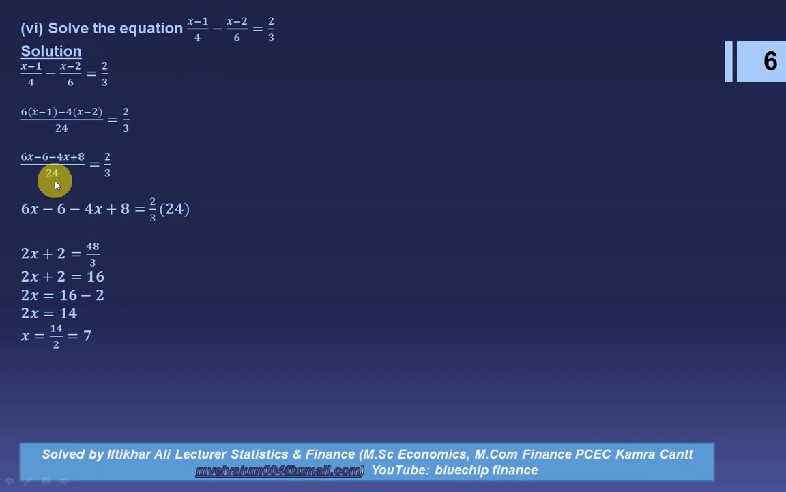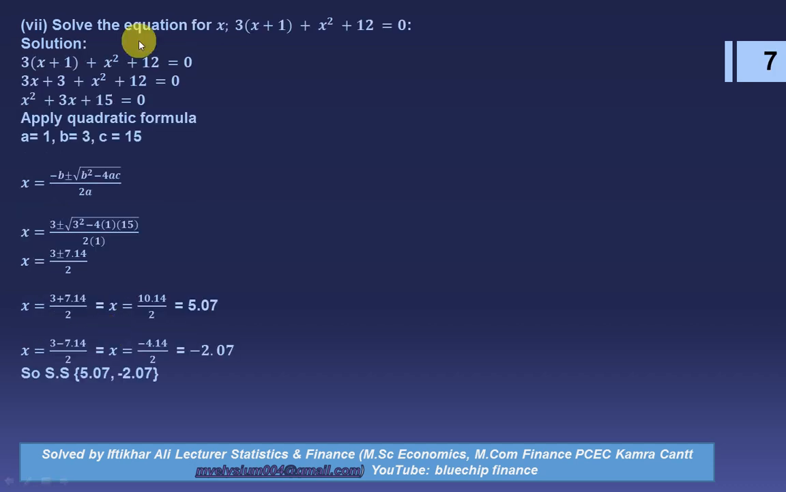And this 24 should be multiplied when it goes to the right side of the equation, and that will be equals to 48 by 3. And 6x minus 4x equals 2x, and minus 6 plus 8 will be plus 2. So this plus 2 goes to the other side of the equation, and that will produce 14. So 2x equals 14, and x should be equal to 14 divided by 2, so x is 7.